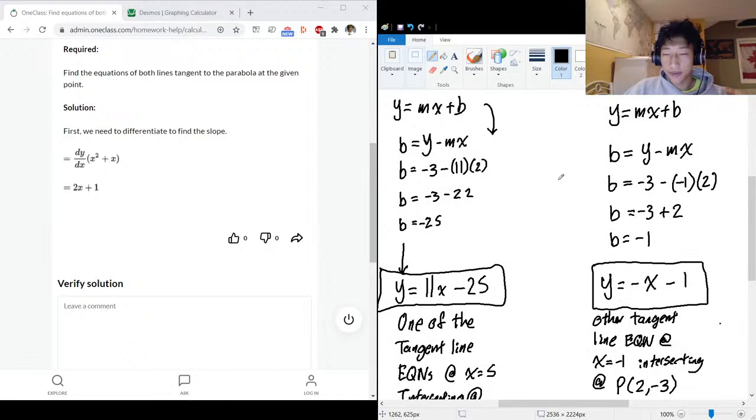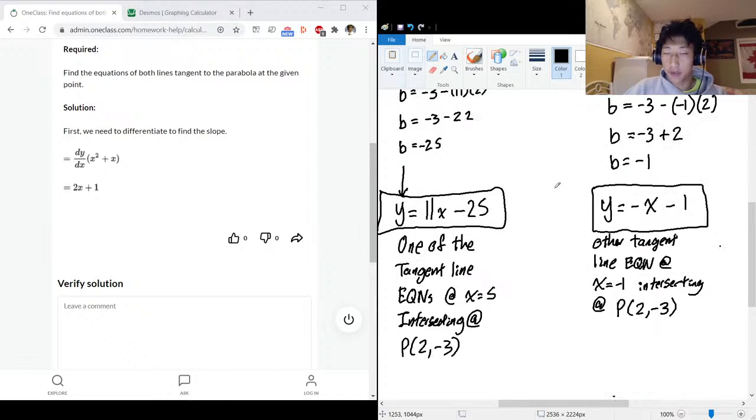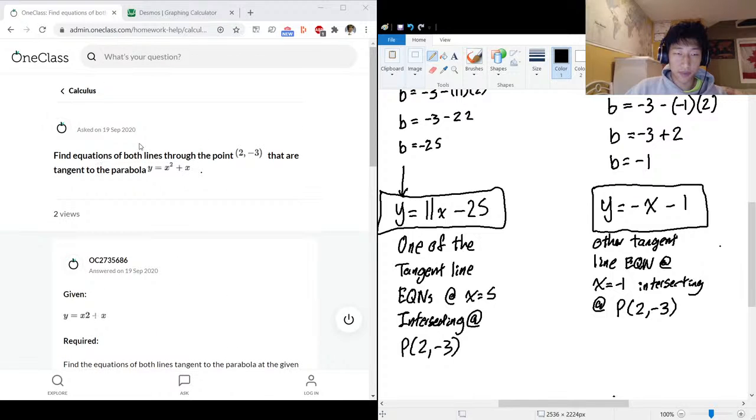Once we have that, we can finish and finalize our equations for the tangent lines that intersect with our point of interest, 2, -3. And that is our complete solution to the answer to the question. Find the equations of the two tangent lines that pass through the point 2, -3 that are tangent to the parabola x squared plus x.